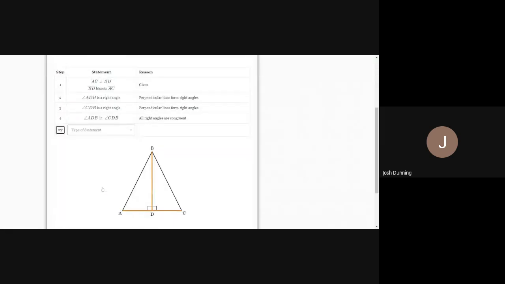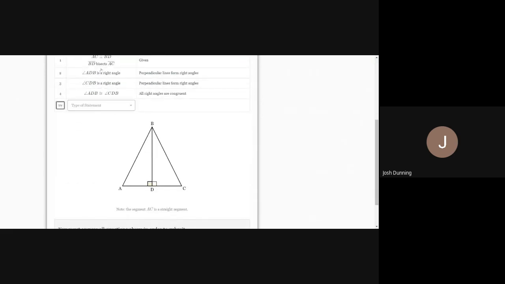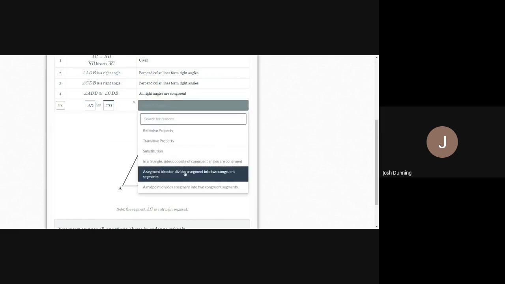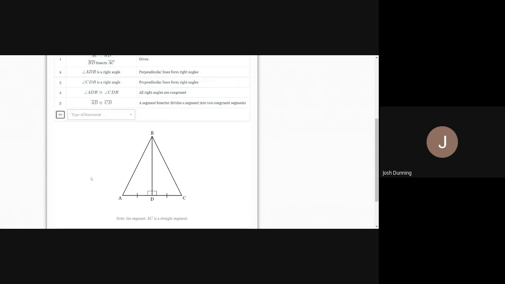BD bisects AC. So right there, BD, the line going up and down, cuts AC in half. So that means line segment AD is congruent to CD because it was bisected. Segment bisector divides a segment into two congruent segments. Okay, we got that.